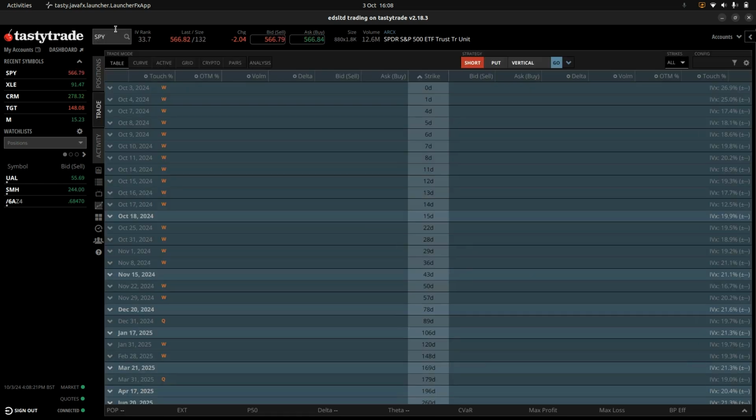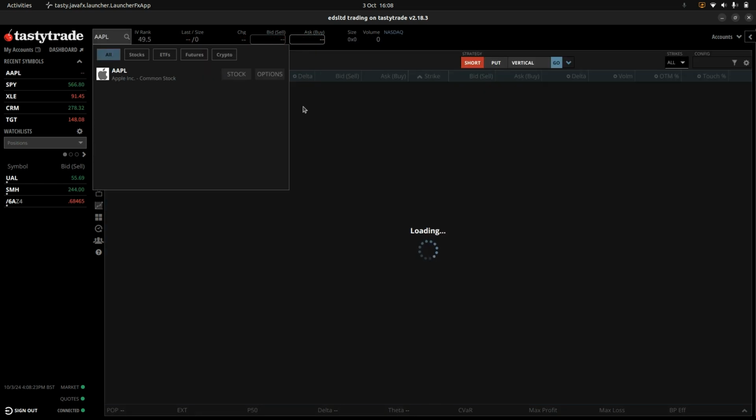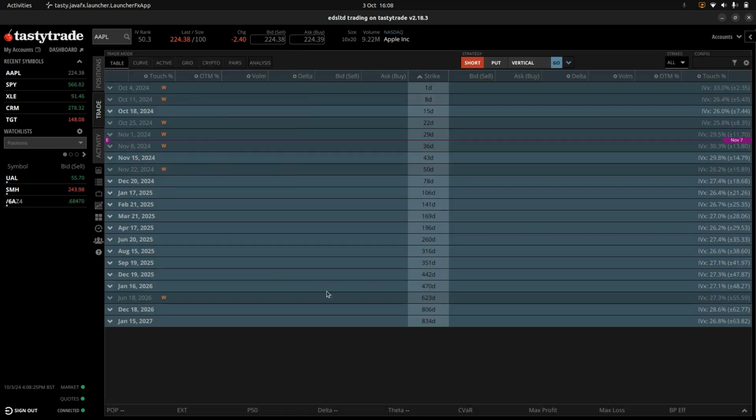So if we just pull up any underlying, say, something like Apple here, we just want to see a list of expirations to start with. So we've got our weekly expirations with the orange W, and then everything else is a monthly expiration. We want to stick with the monthly expirations. So the next monthly expiration is October 18th, which is 15 days out in time.